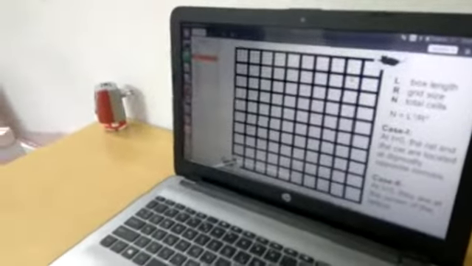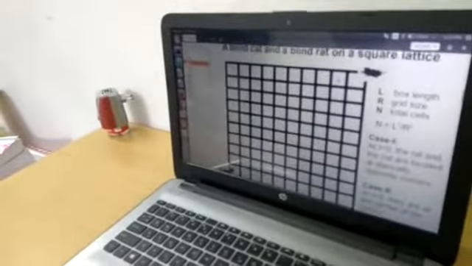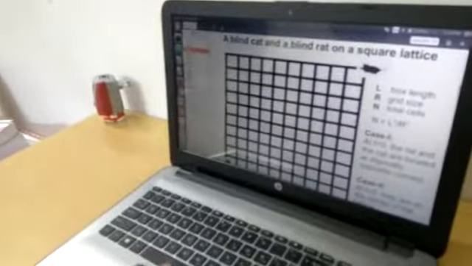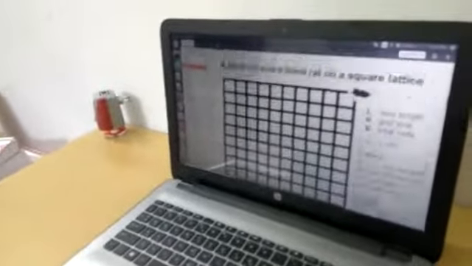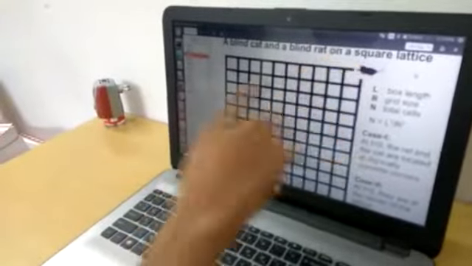And this is my science project. So the question is, we have to find the survival probability of a rat. There are two questions. The first question is this one. We assume that there is a cat and a rat, both are blind, and they're placed in a square lattice. The first question is that we have to find the survival probability of the rat when the cat and rat are on two opposite diagonals.